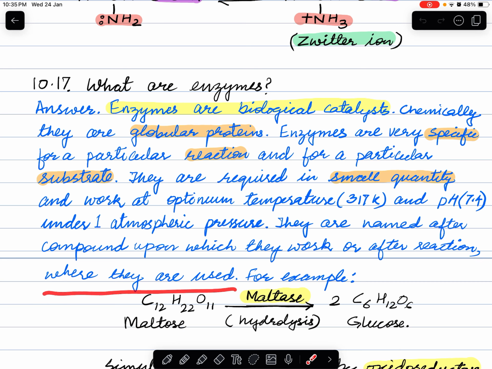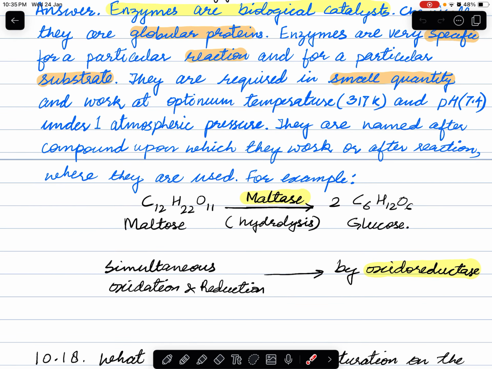For example, maltose is malt sugar, it is a dimer, so we will get 2 molecules of glucose from maltose after hydrolysis with the help of the enzyme called maltase. Name of any enzyme ends in ase. Second example, if we want to bring about simultaneous oxidation and reduction reaction, that is basically an electron transfer reaction, then the enzymes used are oxidoreductase. Again, the name is ending in ase.